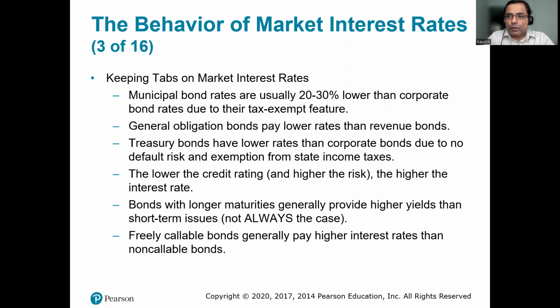Treasury bonds have lower rates than corporate bonds because they are assumed to have no default risk. These bonds are guaranteed by the federal government, and are also exempt from state income taxes. If the bond has lower credit rating, it pays higher interest rate. If the bond has longer maturity, it pays higher interest rate. A callable bond also pays higher interest than a non-callable bond.